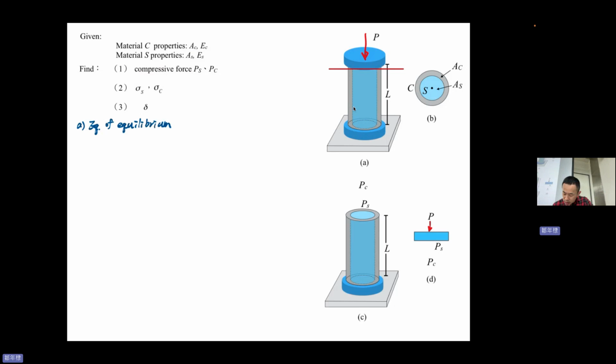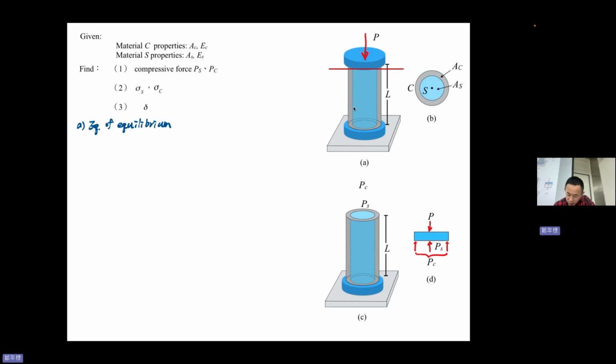So you can imagine that it must have PS, the force from the S, and the force from the outside. Okay, so there are two forces to resist the pressure from the force P. The first one is PS, the other is PC. Although it looks like there are three, no. This one and that one are the same one because they are a circle. Okay, so PC and PS summing up together equal to P.